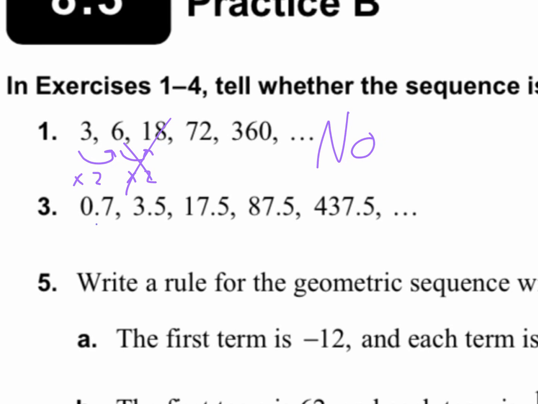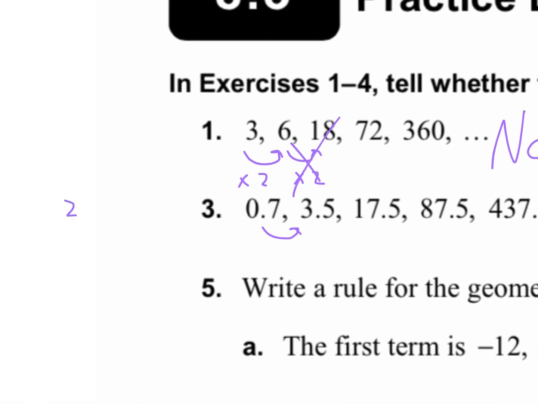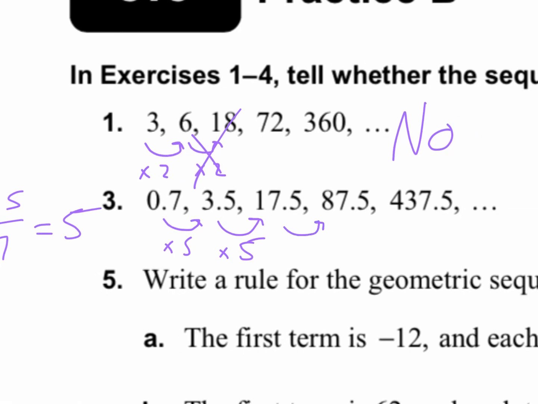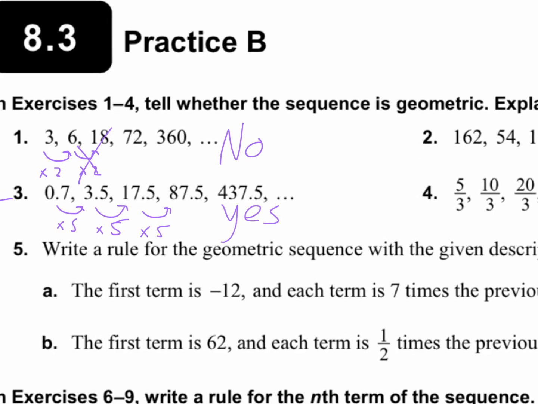Number 3. What are we multiplying to get from 0.7 to 3.5? Remember, you can always take your second term, so 3.5, divided by the first term, 0.7. That gives us 5. So we're multiplying by 5. Are we multiplying by 5 here? Yes, you guys can use your calculator, so you don't even have to do the math. Just put it in your calculator. Yes. We're multiplying by 5 each time. So is this geometric? Yes. Any questions on this part?